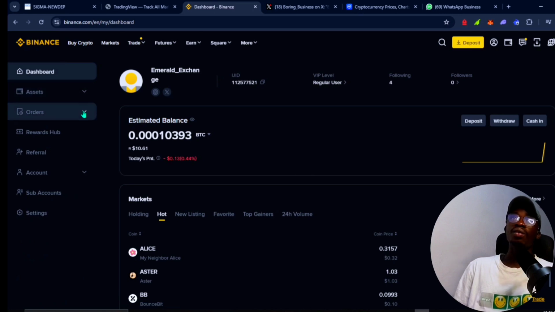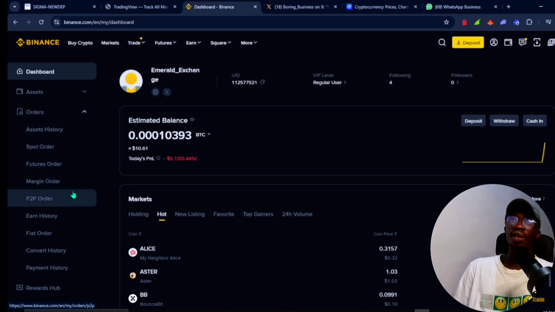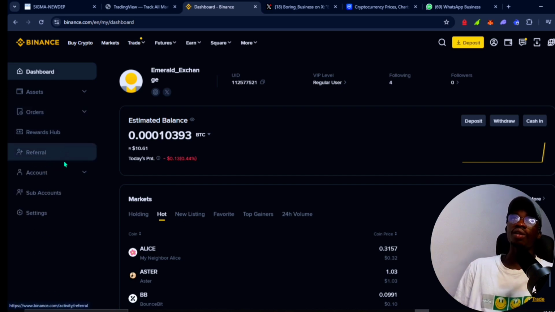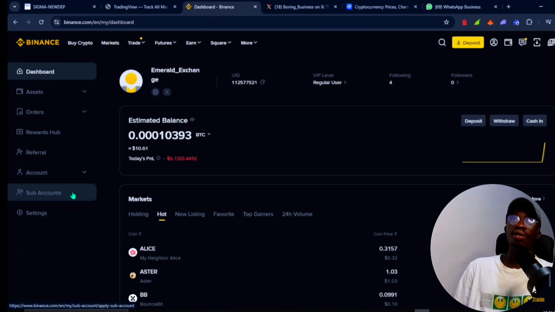And after that, you can have a short link to your orders, your asset orders, your spot orders, futures orders, margin order, and all, which I'm going to talk about later. Then your reward hub, where you can have your referral campaigns, your referral account settings, your payments, and many other things. Sub accounts, if you have many other accounts, your account settings.